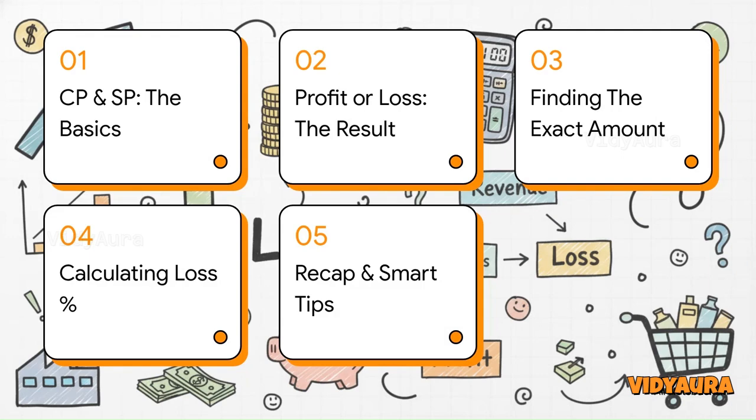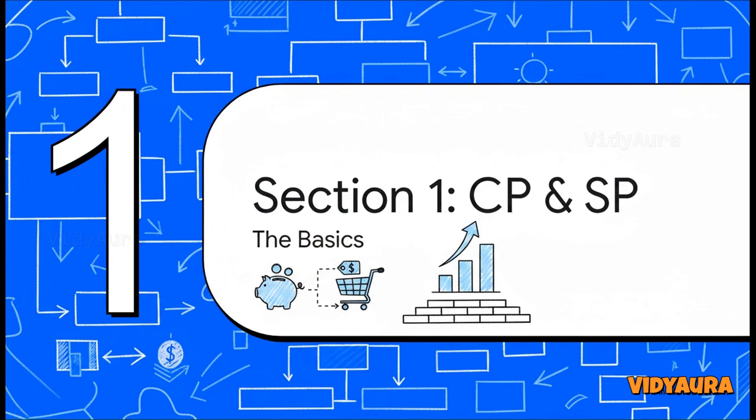So, here's our game plan. First, we'll nail down the basics. What are cost price and selling price? Then we'll figure out how to tell if you've made a profit or a loss. After that, we'll get into the math, calculating the exact amounts, and then the really important part, the percentages. And we'll wrap it all up with a quick recap and a super helpful exam tip. Let's get started.